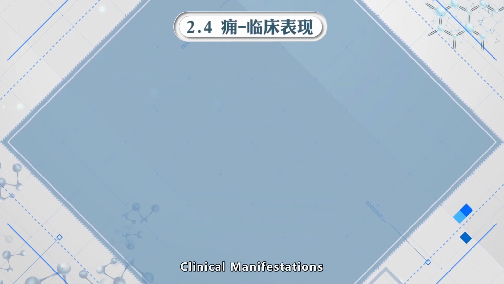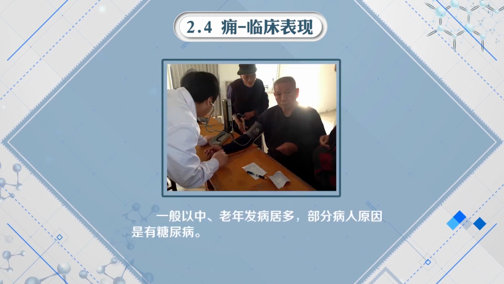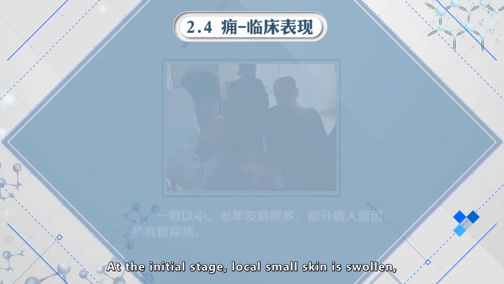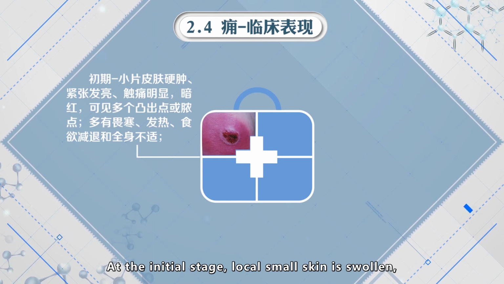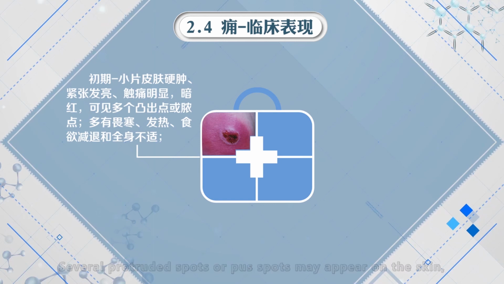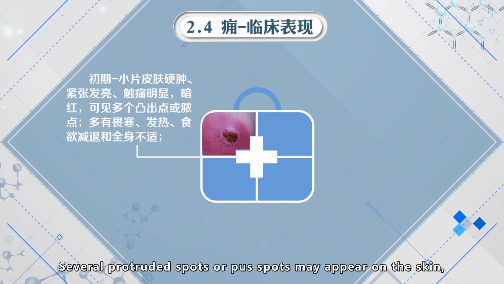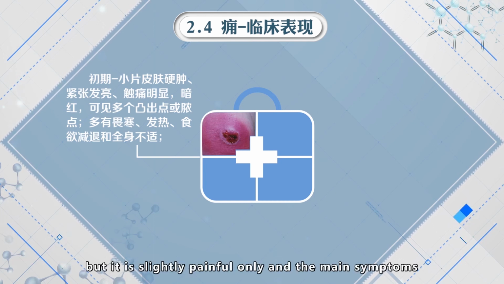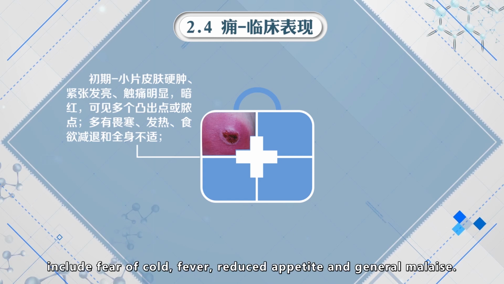Clinical manifestations. At the initial stage, local small skin is swollen, hot and painful, dark red in color. Several protruded spots or pus spots may appear on the skin, but it is slightly painful only, and the main symptoms include fear of cold, fever, reduced appetite, and general malaise.